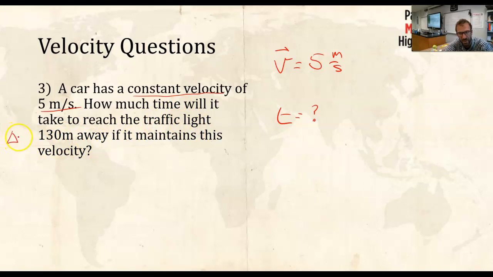Okay, again, assuming the question starts at x equals 0, the traffic light is 130 meters away, so I need to travel a displacement of 130 meters. And I need to solve it for time. Alright, so what am I going to do? Easy enough. I'm just going to write down my equation. Velocity is equal to displacement over time. This is the same equation I started with each time.